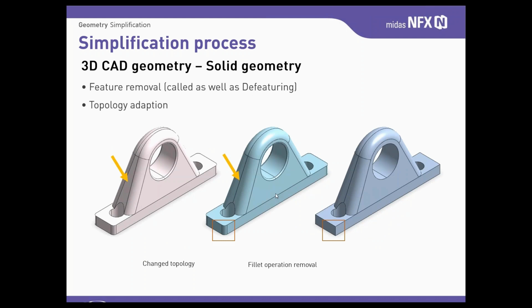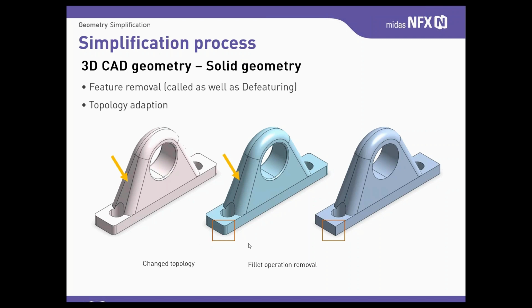Simplification of 3D solids can be done using two approaches inside NFX. The first one is called defeaturing or feature removal, and the second one is topology adaptation. As you already know, by topological change we are changing associativity of subshapes. For example, in the case where I'm removing this face, instead of two edges close to this corner, I have one edge at a different position. So I'm changing the way those faces are connected.